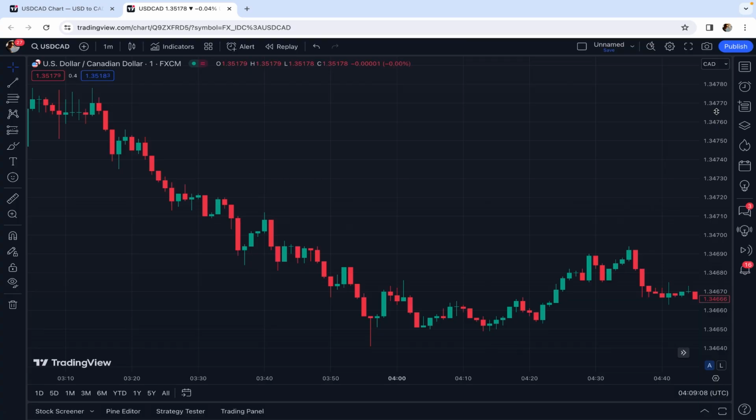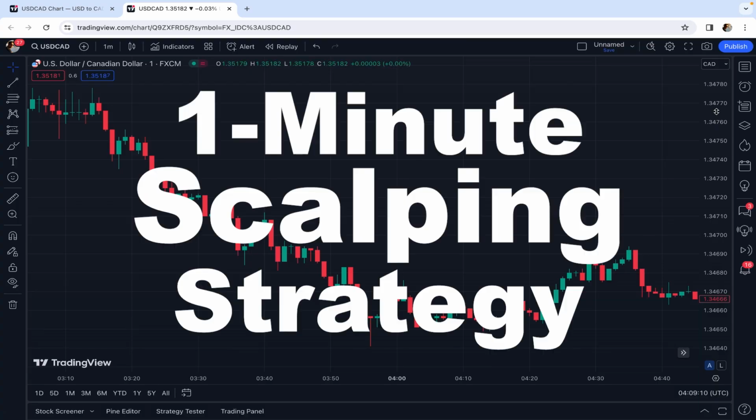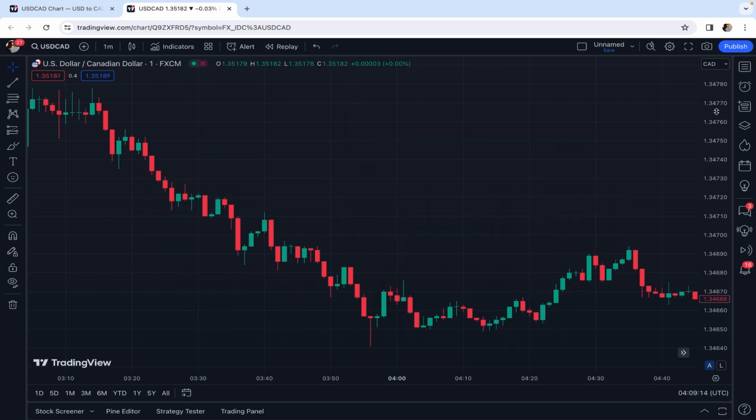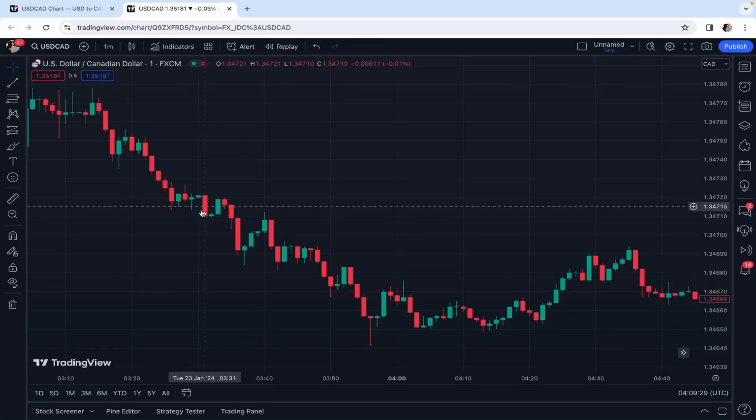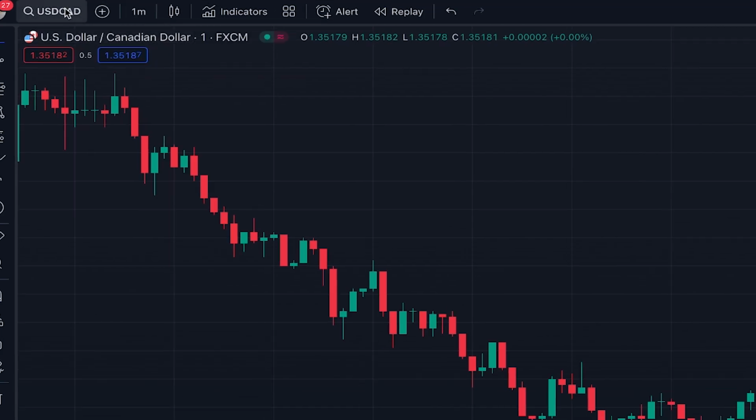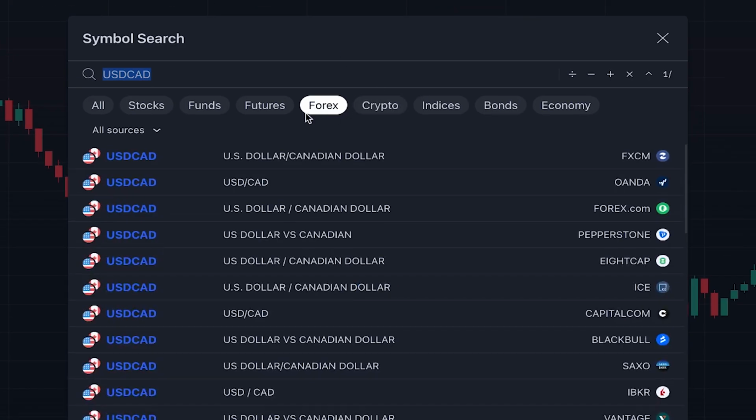In today's video, I want to teach you a 1-minute scalping strategy that is very easy and highly accurate and profitable. As I said, this is a 1-minute scalping strategy. So here we set the chart time frame on 1 minute. This is the price chart of US dollar to Canadian dollar, but no limitation on this. And you can use this strategy on any other asset or market, whether it's Forex, crypto, or stocks.